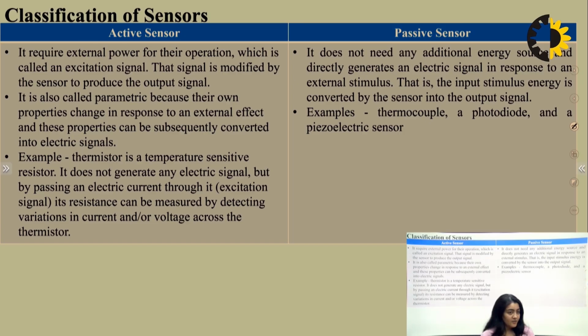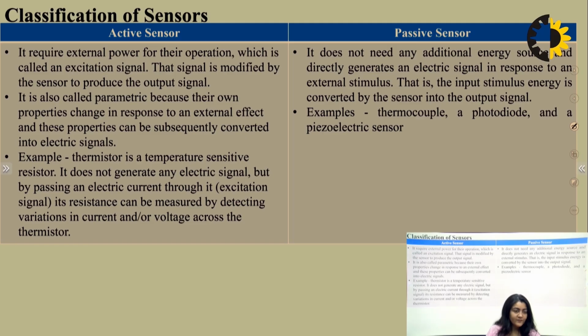For example, a thermistor is a temperature sensitive sensor, and it generates the electric signal in the form of a change in resistance. Whenever there is excitation, you have to give some voltage for it to work. So whenever there is a temperature change in the proximity of that thermistor, its resistance changes due to heat, and this resistance change is detected by the sensor and given as output in terms of voltage. So this is known as an active sensor.